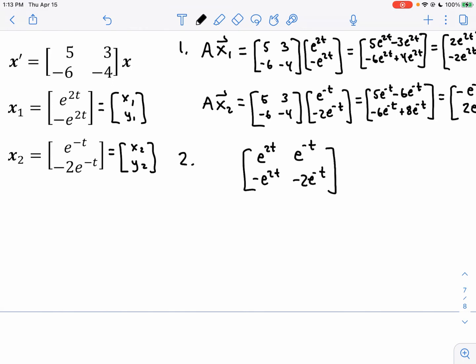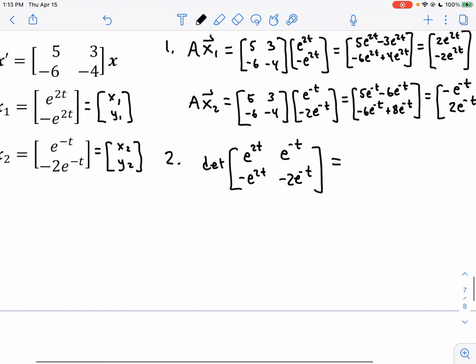And then we do, this is the fundamental matrix. It's a matrix whose columns are solutions to the system, and then we found two vector solutions, and so we turned those two vectors into a 2x2 matrix, and we created a fundamental matrix. The Wronskian of this is its determinant. So now I'm going to do the determinant of this and see what we get.